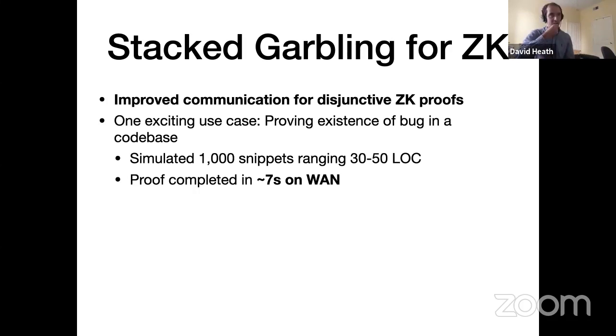As one final experiment, we simulated 1,000 snippets ranging between 30 to 50 lines of C code, which we compiled into these instrumented circuits. And so, this is an attempt at simulating a multiple thousand line code base, 30 to 50,000 lines of code. And this entire proof takes 7 seconds for Bob to demonstrate that there's a bug in one of these 1,000 snippets on a wide area network.